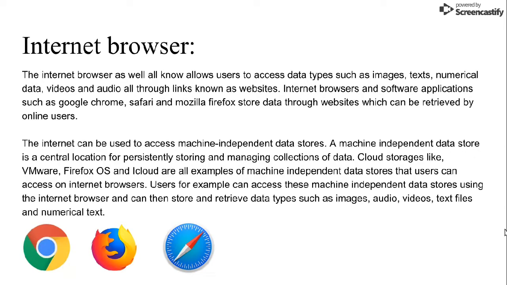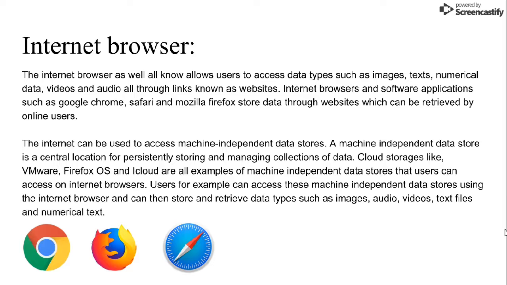The internet browser. The internet browser, as we all know, allows users to access data types such as images, text, numerical data, videos, and audio, all through links known as websites. Internet browsers and software applications such as Google Chrome, Safari, and Mozilla Firefox store data through websites which can be retrieved by online users. The internet can be used to access machine-independent data stores.